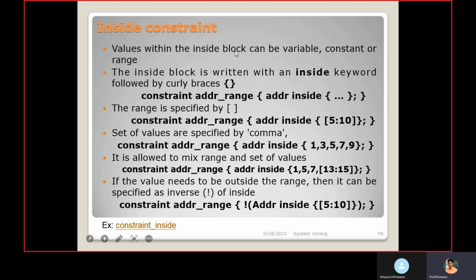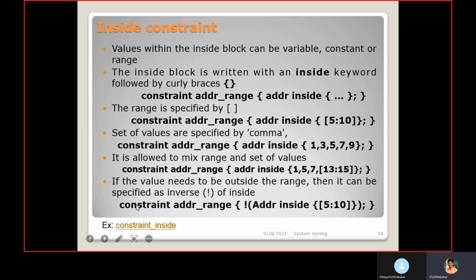Is inside constraint. The values within the inside block can be variable, constant, or range. So inside is a keyword. After the inside keyword, within this curly bracket, we need to mention the values. If we have multiple values, we should use a comma between the values. Or else you can mention the range. Within this range, we'll assign the values for the corresponding variable. If you are using a range, you should use the square bracket to mention the minimum and maximum value. You can also mix the values and range.